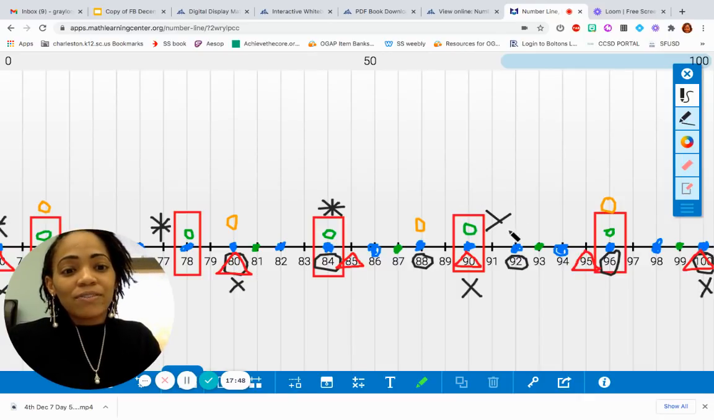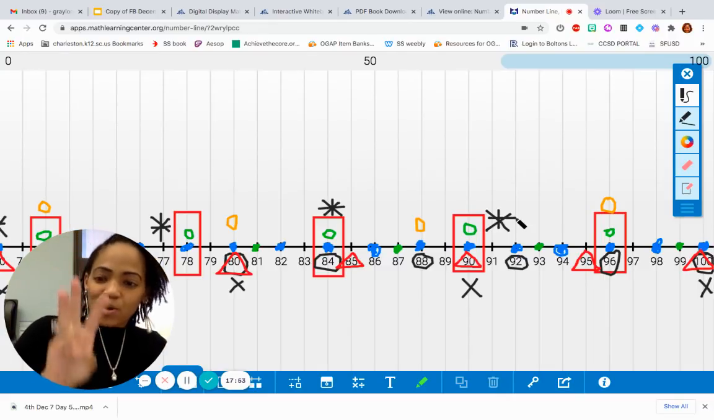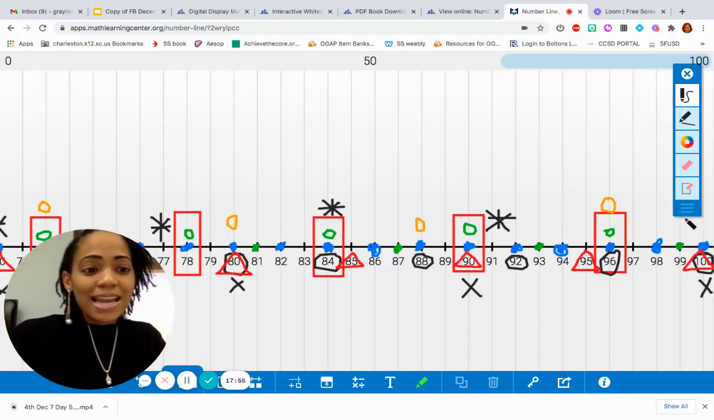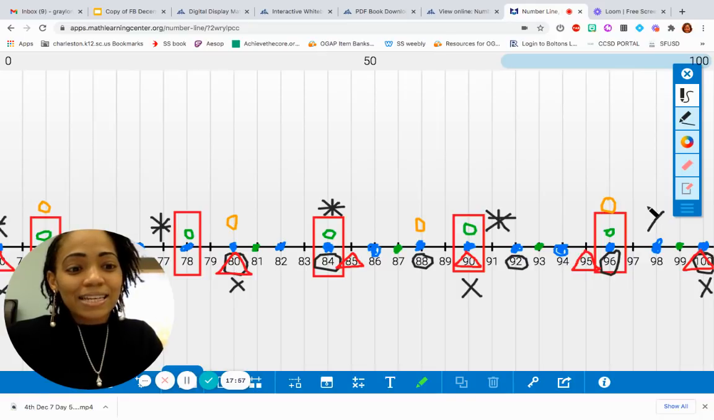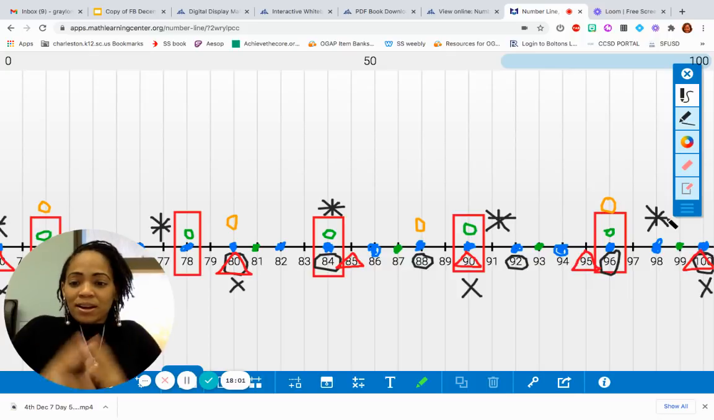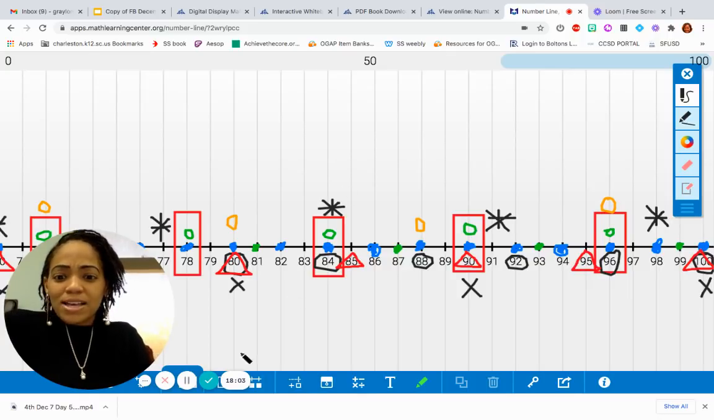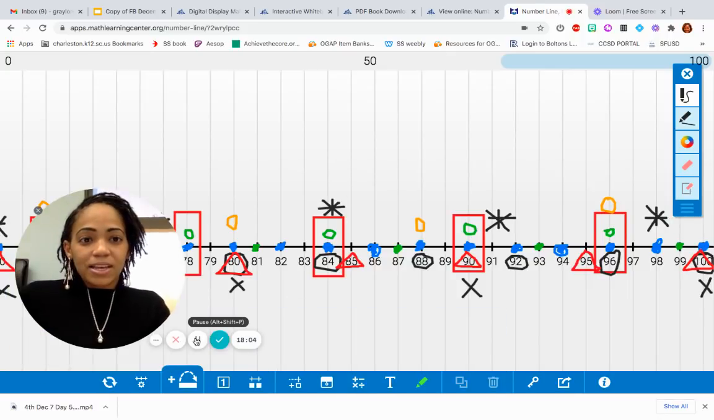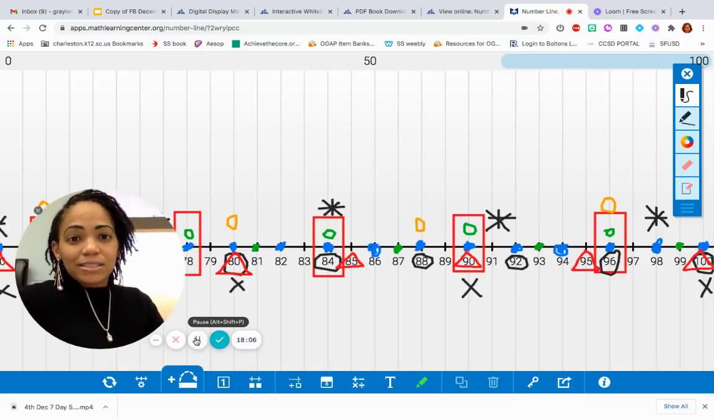91. Do you think we can fit one more? I think so. 92. 98. You guys did it. We marked the multiples of 7. So now, do 7s have a lot of factors?